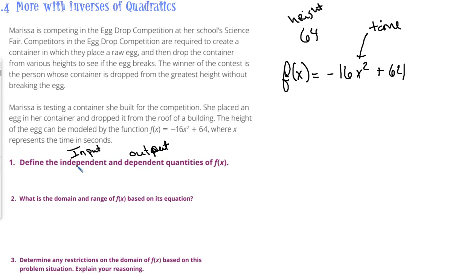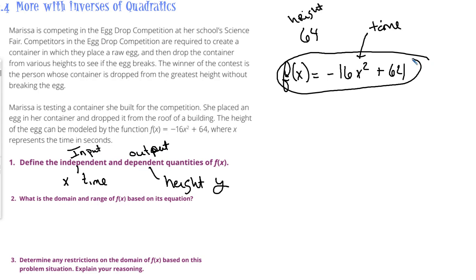And so my input is x, which is my time. My dependent, or my output, is the height, which is my y. So based upon this equation, what is my domain and range? Well, just on this equation here, without any other information, my domain is all reals. My range is all positive numbers for y.